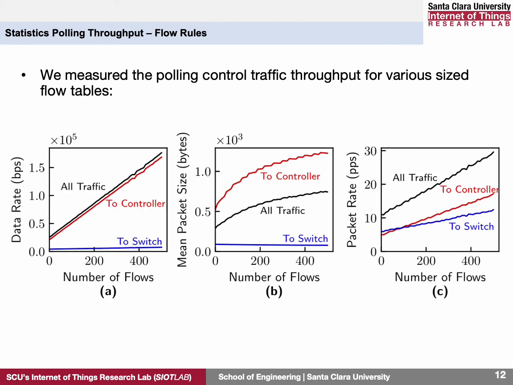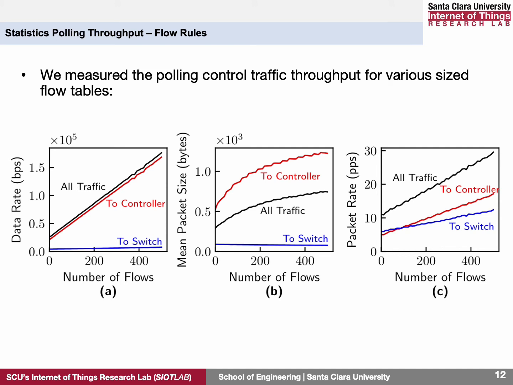In this experiment, we modified the size of a switch's flow tables and measured the amount of polling control traffic that was exchanged between the switch and the controller. As we can see in subfigure A, the relationship between polling control traffic throughput and flow table size is linear, and most of the traffic is from the switch to the controller. This is because the controller only has to send requests to the switch, while the switch has to send increasing amounts of data as the size of the flow table grows.